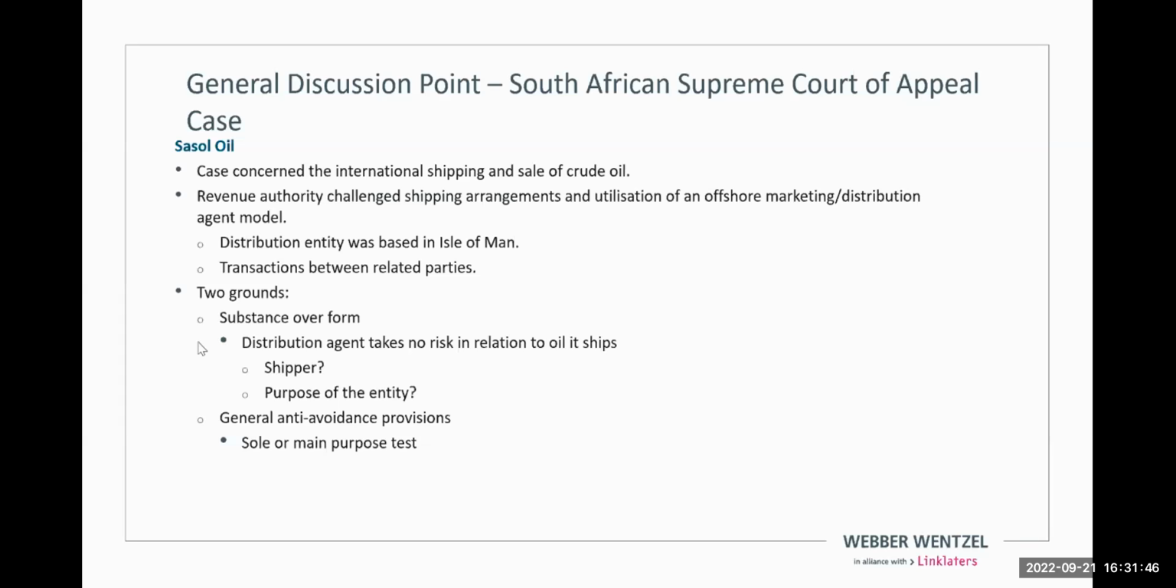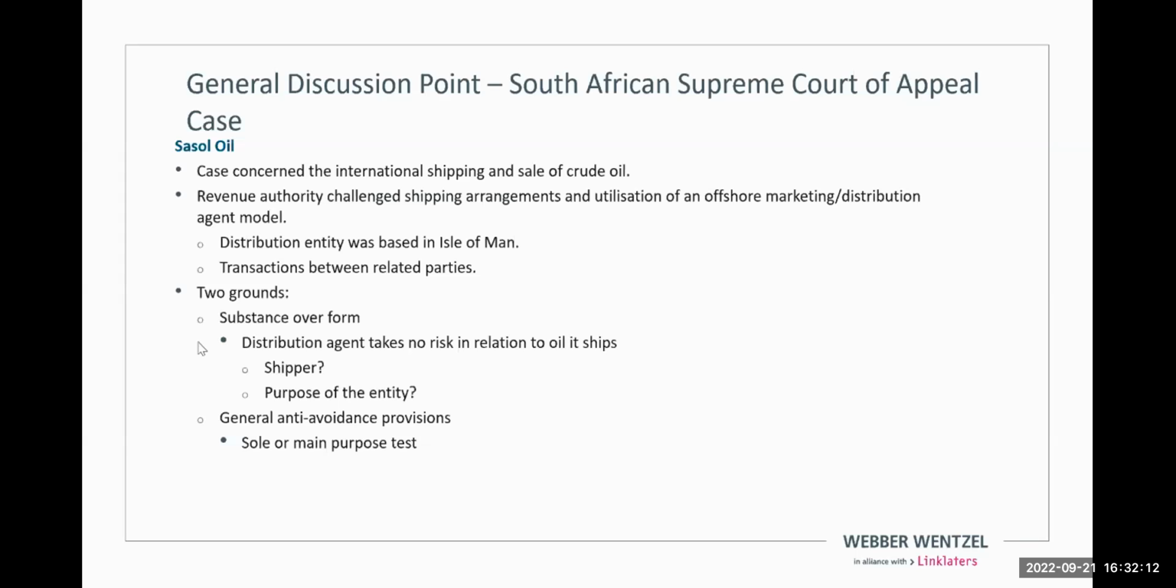Ultimately, the distribution entity was based in the Isle of Man, and it was around the transactions between two related parties. And SARS, the South African Revenue Service, attacked the structure on two grounds. It said, firstly, that there is a substance over form issue, that the distribution agent in the Isle of Man does not take any legal risk in relation to the oil it ships.